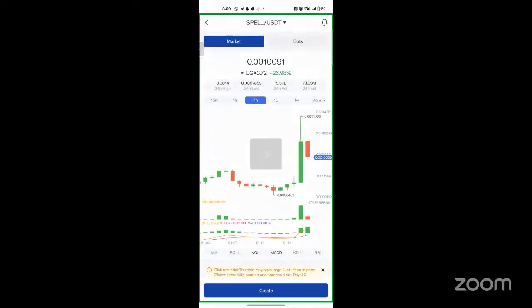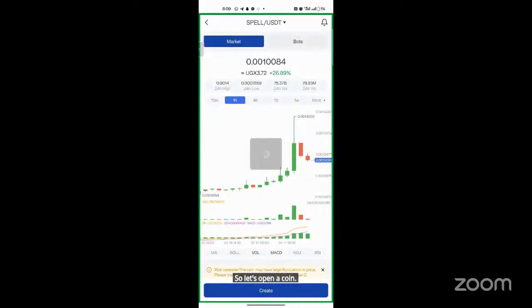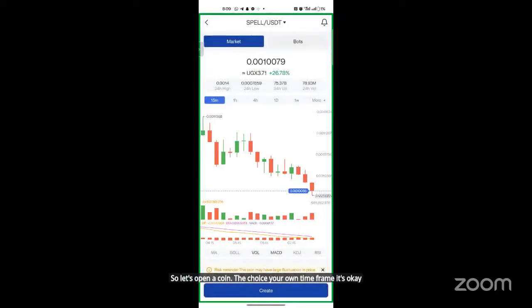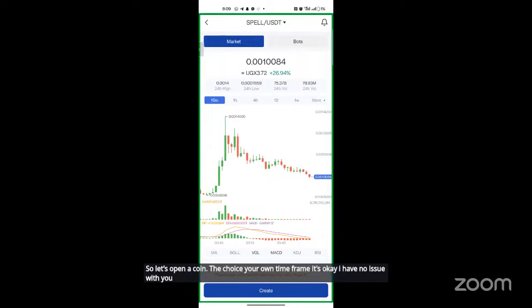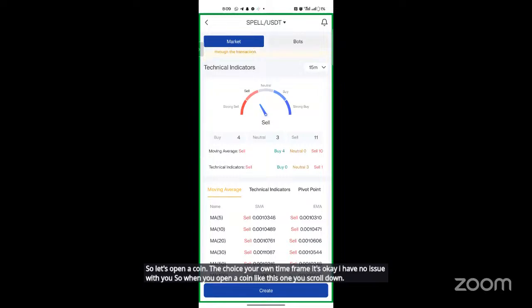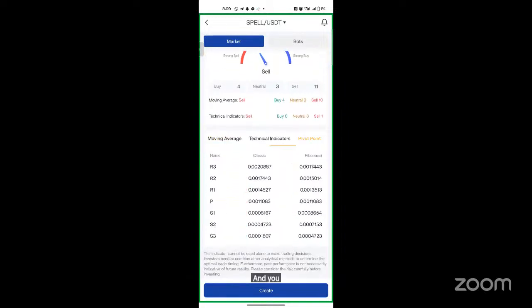So let's open a coin, any of our choice. The choice, your own time frame, it's okay. I have no issue with you. So when you open a coin like this one, you scroll down and you come to this area called the pivot point. So you tap on pivot point.